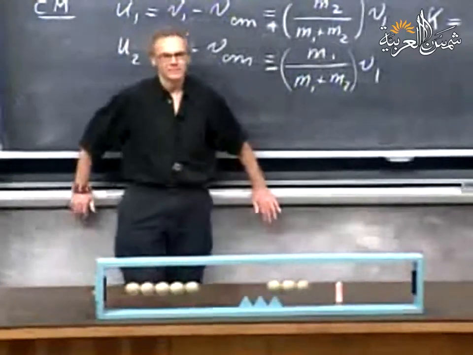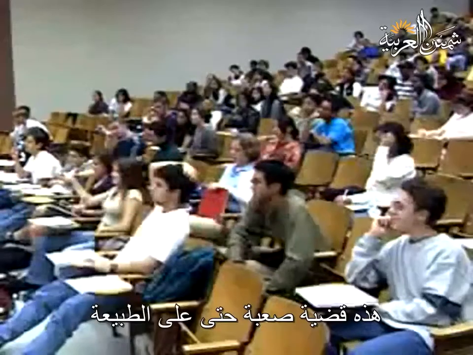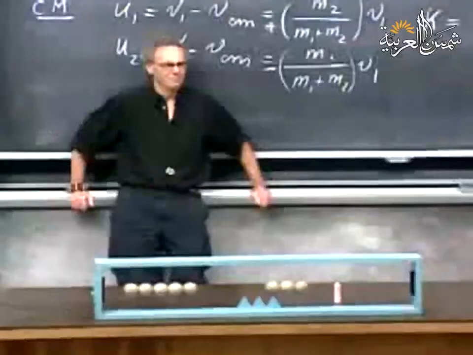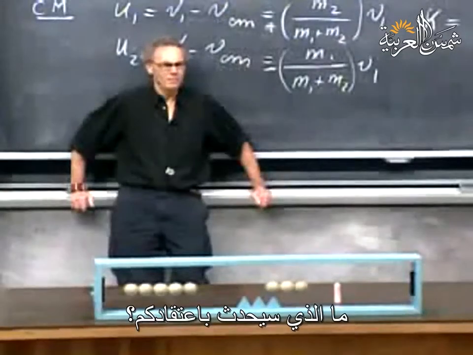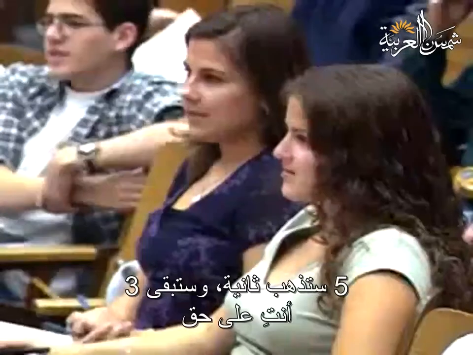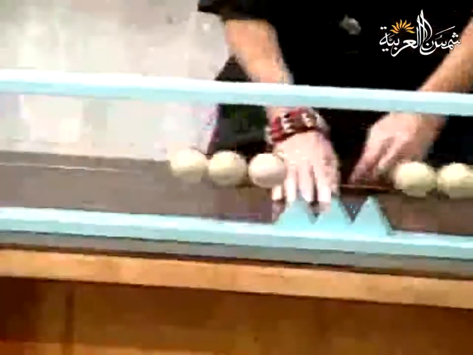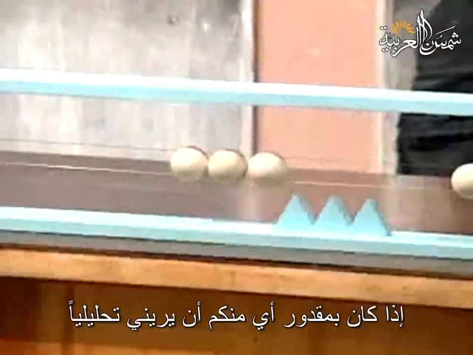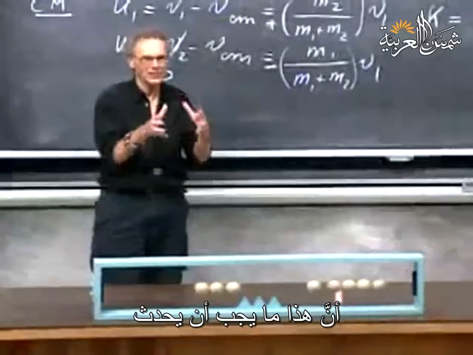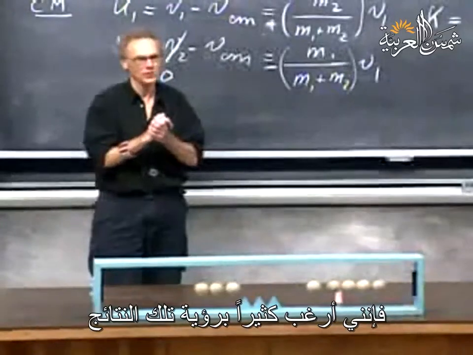5 on 3. This is a tough problem even for nature. What do you think will happen? 5 will go again, and 3 will stay. You're good. If any one of you can show me analytically that this is what has to happen, I would love to see those results.